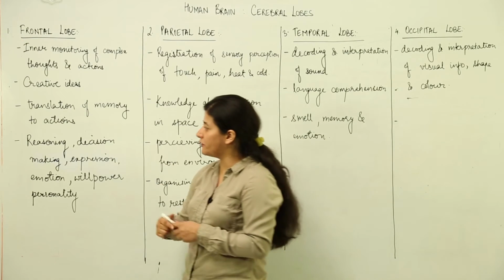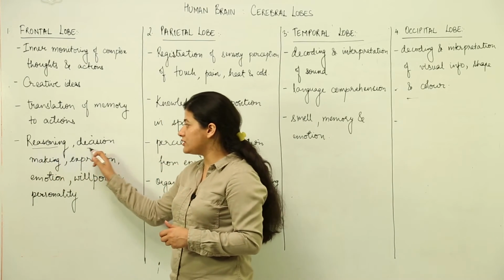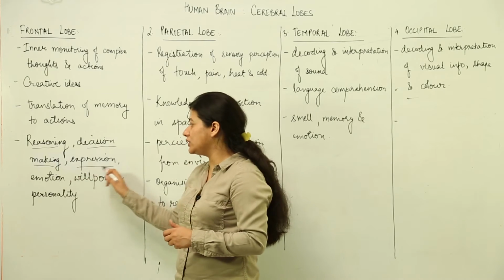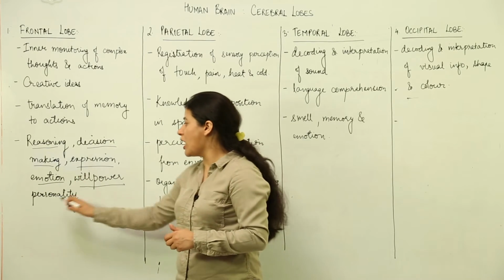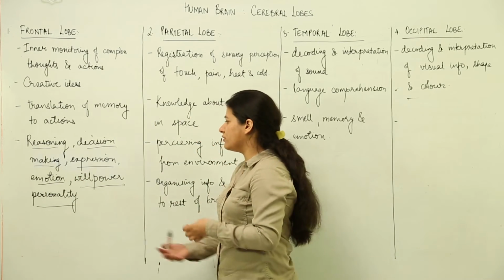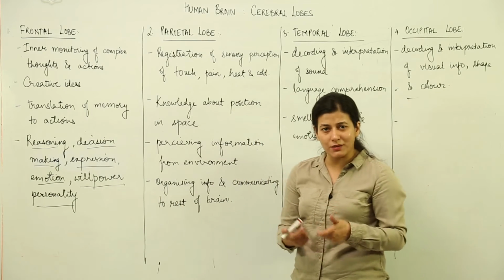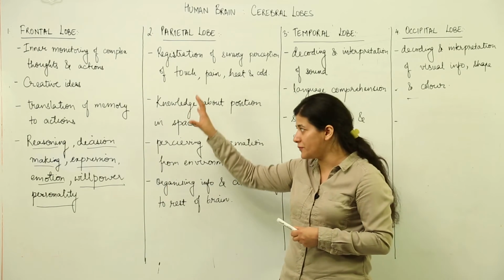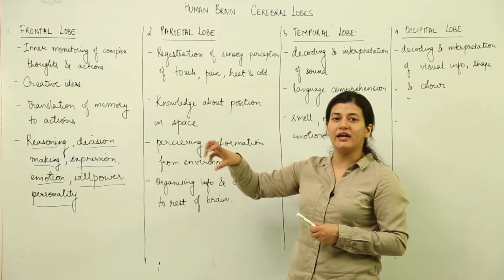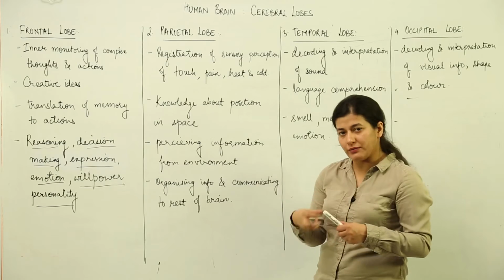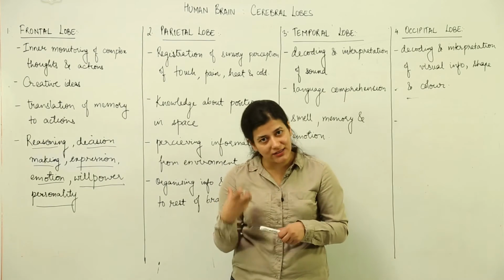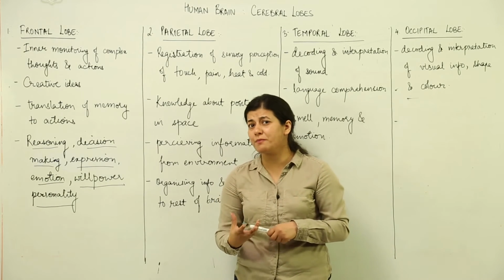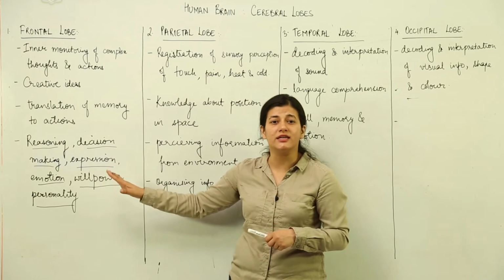Apart from that, the processes like reasoning, decision making, expression, emotion, willpower, personality, and whatever you can relate with the individual's basic behavior, that is taking place in the frontal lobe. These are the processes basically which are carried out by the frontal lobe. So, you come to know that it is the memory part, thinking part, behavior part, that all has to take place in the frontal lobe.